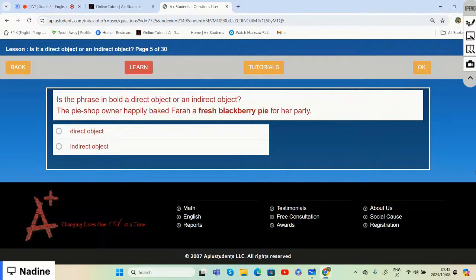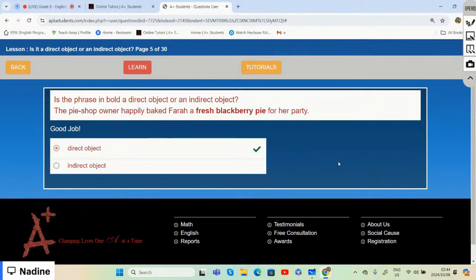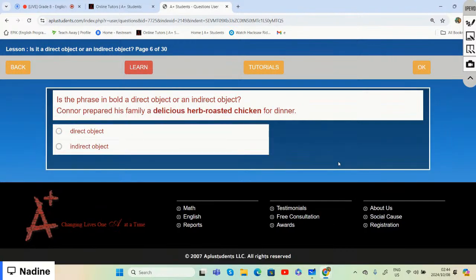And if we were to choose the correct option, then fresh blackberry pie, we would say is a direct object. It's a direct object. All right, the next one says Connor prepared his family a delicious herb roasted chicken for dinner. We need to say if delicious herb roasted chicken is either a direct object or an indirect object.